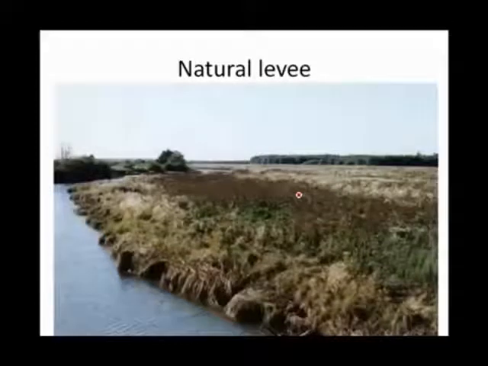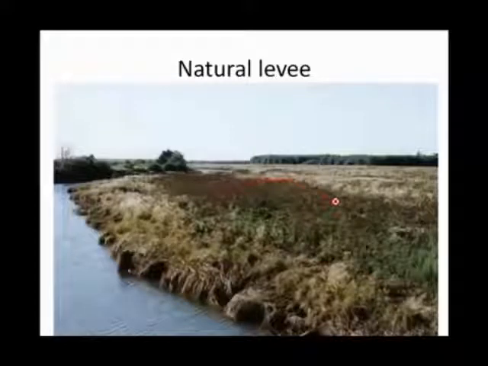This is a natural levee. It doesn't look all that impressive, but all it has to do is be a little bit higher than the floodplain around it, and it prevents the water in the floodplain from draining very well. We often take the sides of the river with their natural levees, and we make a much larger levee, an artificial levee, to prevent the rivers from flooding.